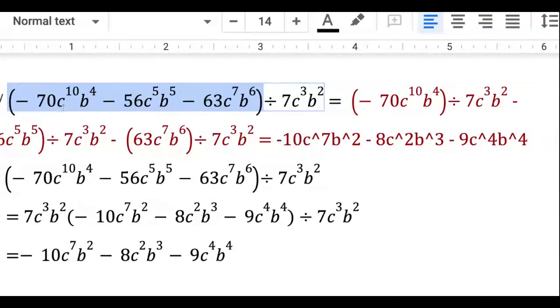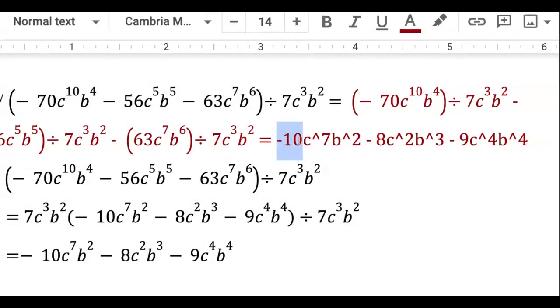So -70 c to the 10th b to the 4th divided by 7c cubed b squared, what do we get? -70 divided by 7 is -10. C to the 10th power divided by c cubed is c to the 10 minus 3, which is the 7th power. b to the 4th divided by b squared is just b squared.